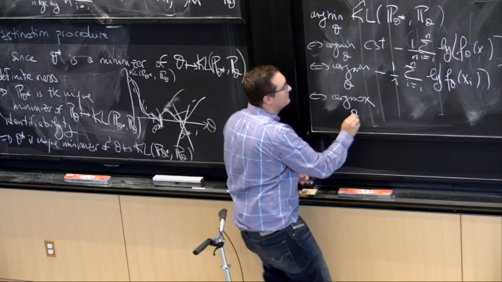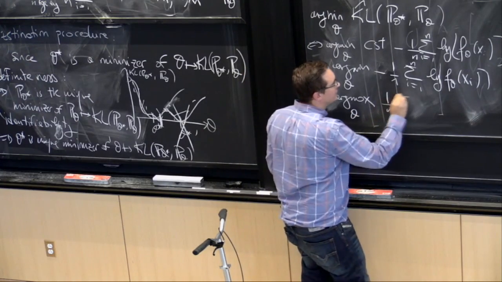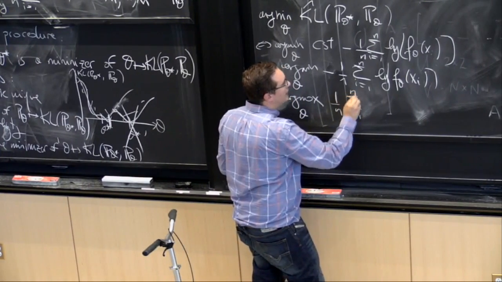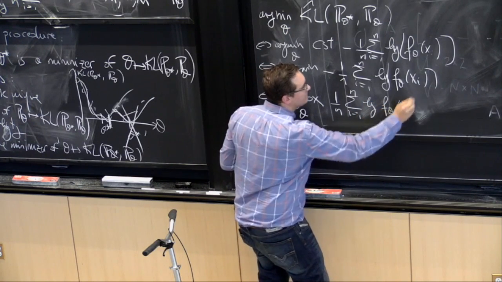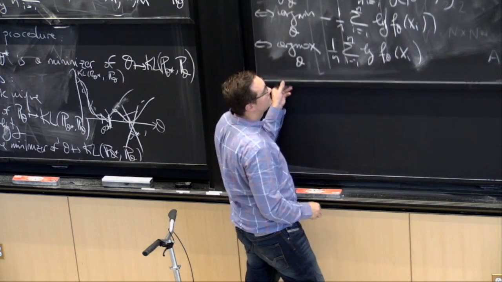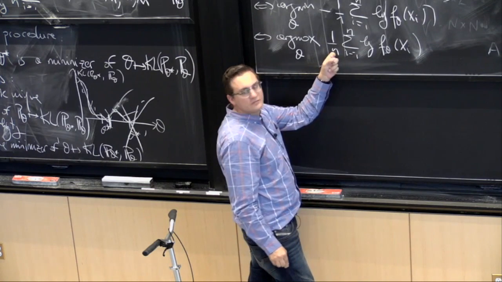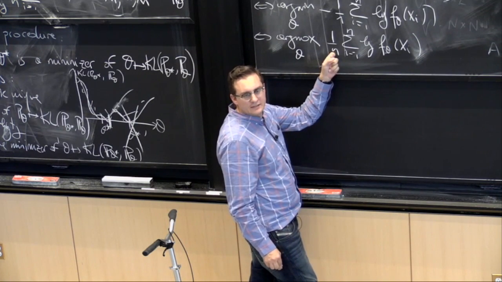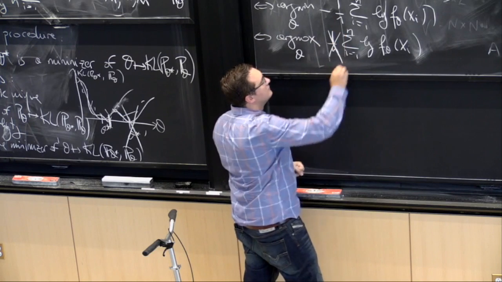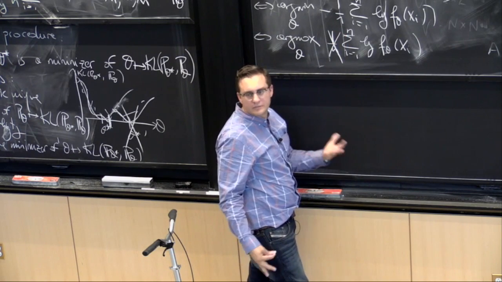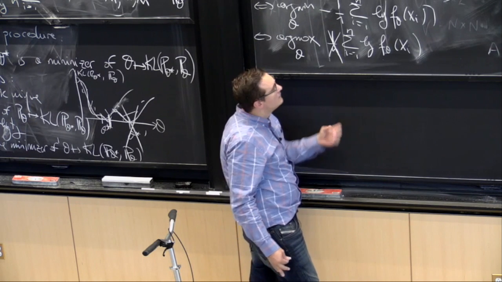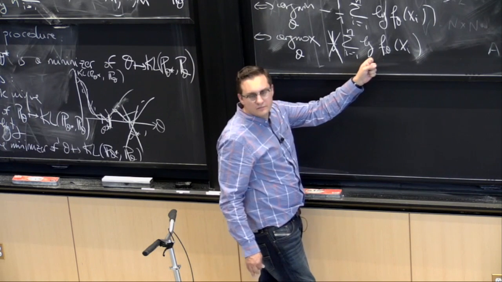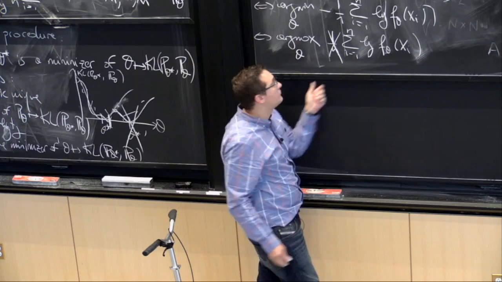Argmax over theta of 1 over n, sum from i equals 1 to n of log f theta of xi. Taking the argmin of the average or the argmin of the sum, again, is not going to make much difference. Just adding constants or multiplying by constants does not change the argmin or the argmax. Now I have the sum of logs, which is the log of the product.